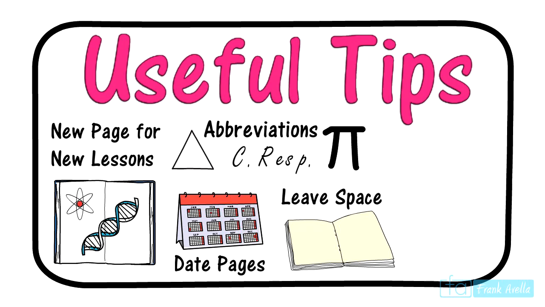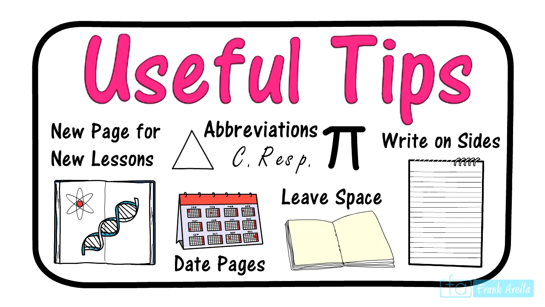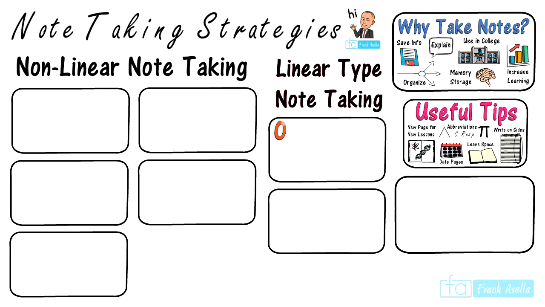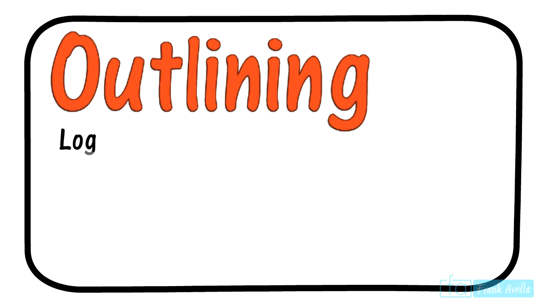Lastly, you can write on the side of the notebook. Maybe as a note taker, you want to go back and expand on something previously written. You simply have to write it on the side. Next, we'll look at one example of a linear form of note-taking, and that example is outlining.